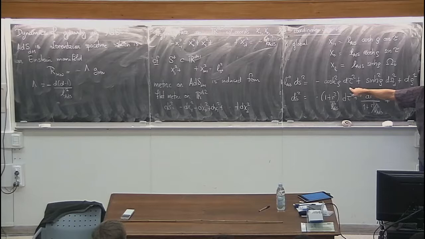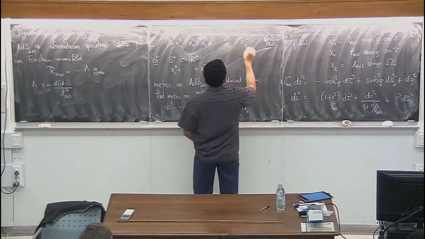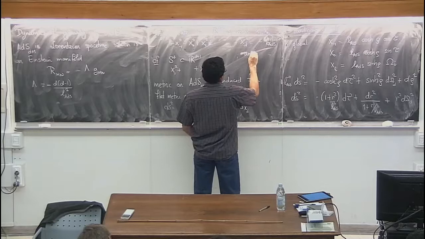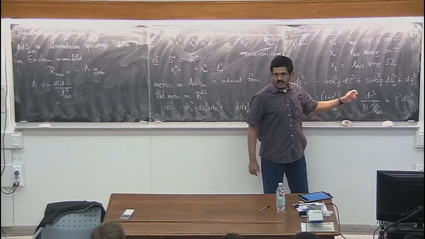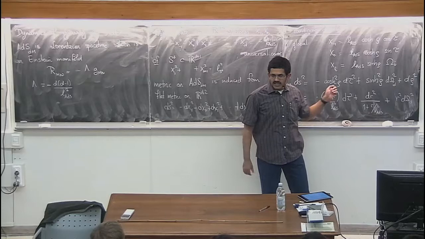So really what I should think of is AdS is not the space-time, but it's the universal cover of the space-time. So I have to allow tau to run over the reals to get a time coordinate that's sensible. So not a closed time. Not a periodic time coordinate, but a non-compact time coordinate. Okay.